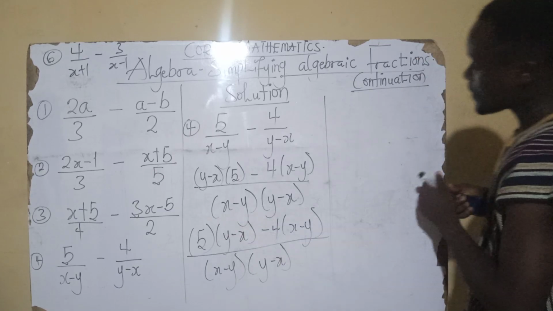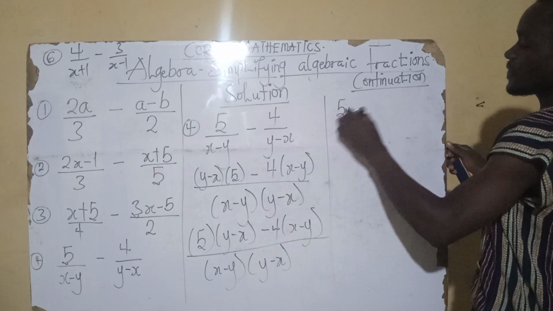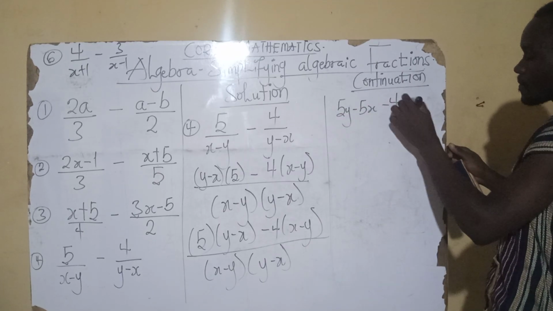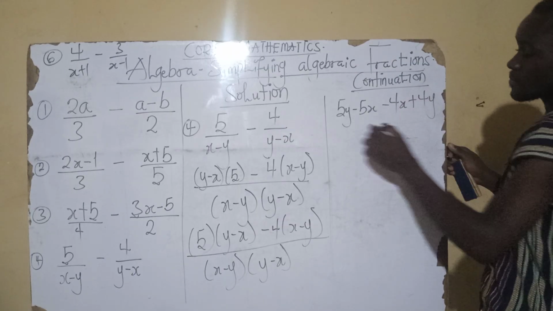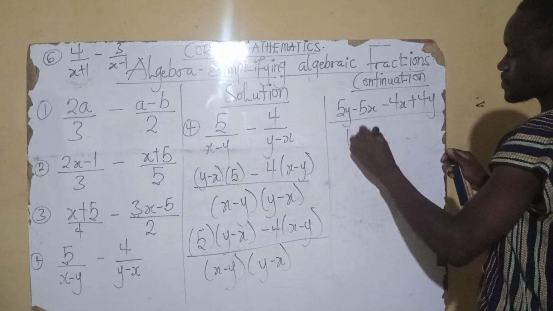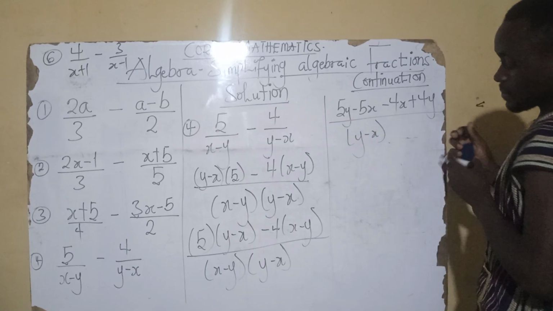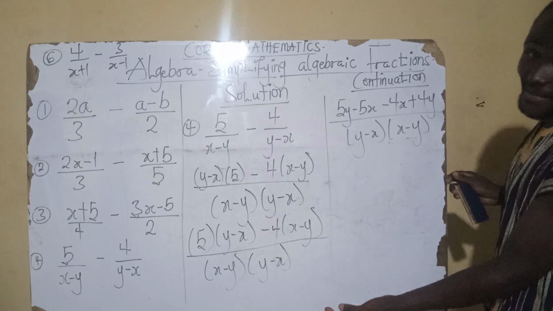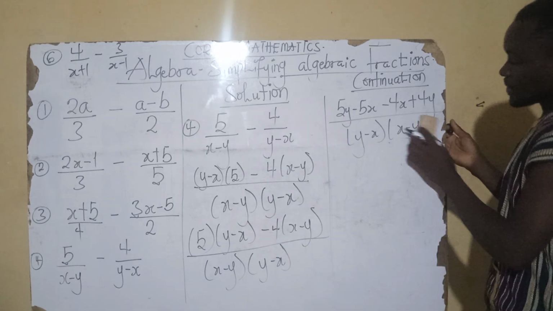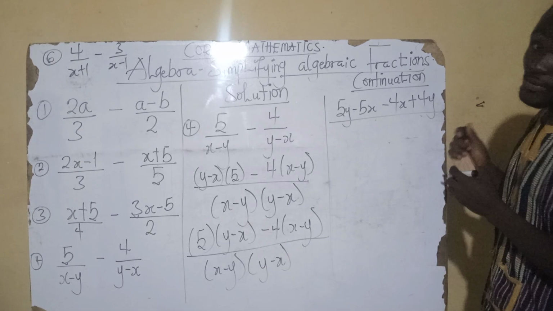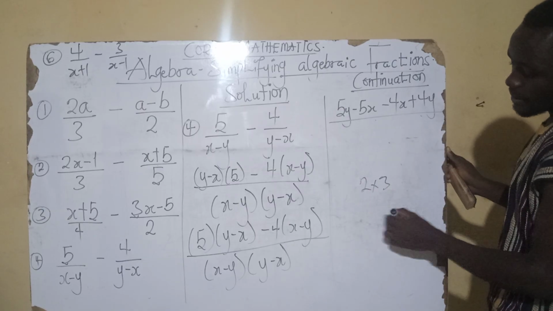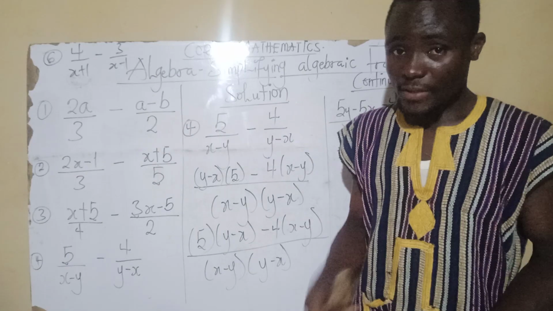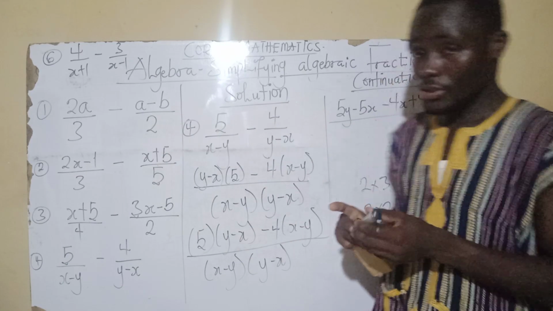Now here we expand. So we are going to get 5y minus 5x. If we come to this place, we are getting negative 4x plus 4y all over y minus x, and then x minus y. It's still the same thing, interchangeably. The reason why I said it's still the same is when you have 2 times 3, it's the same as 3 times 2, because multiplication is what? Commutative. So you can interchange it and nothing will change. Okay? Very good.